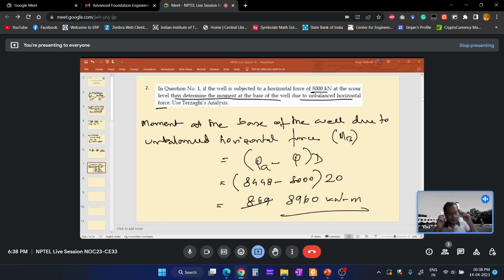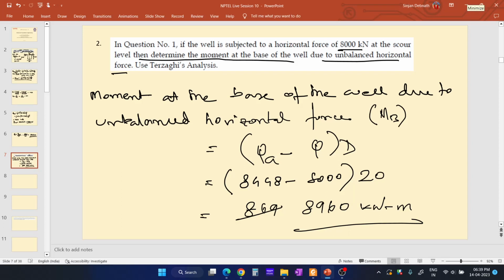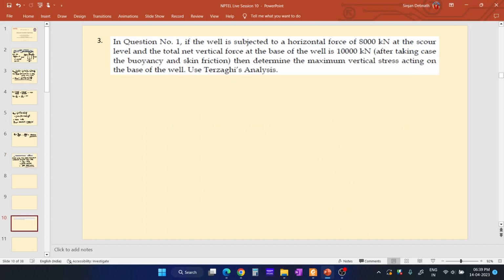So I hope you have all understood this particular question. So now let me move to the third question of today's session. So this is the third question, which is also based upon question number one. So let me read out the third question.